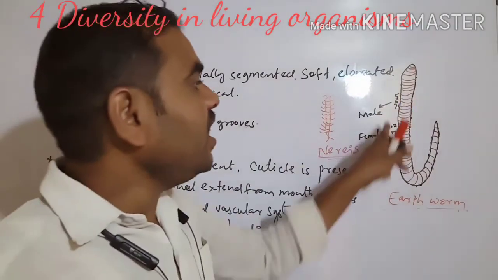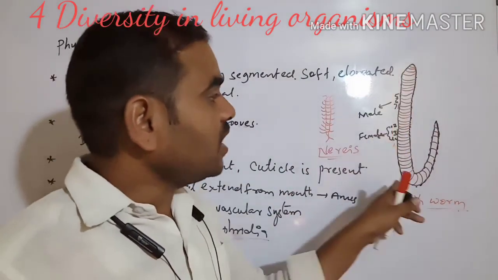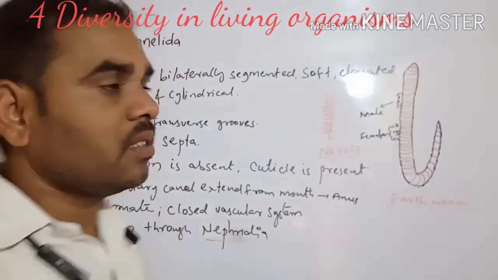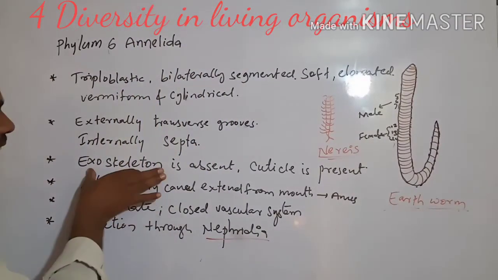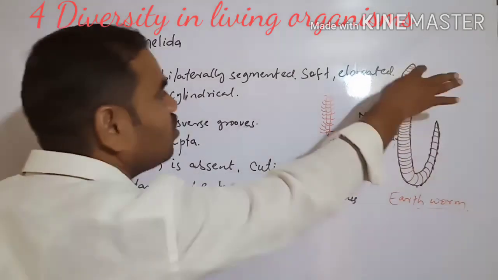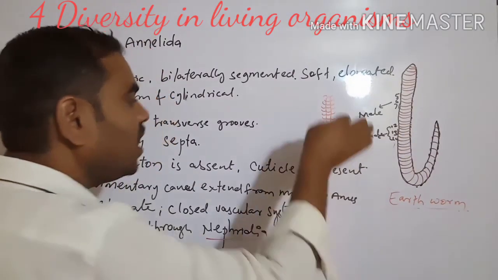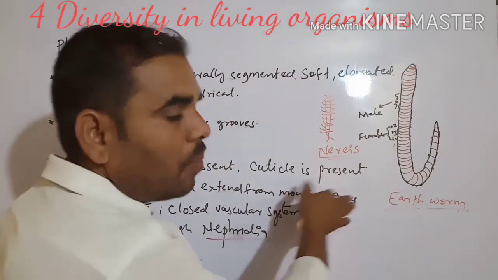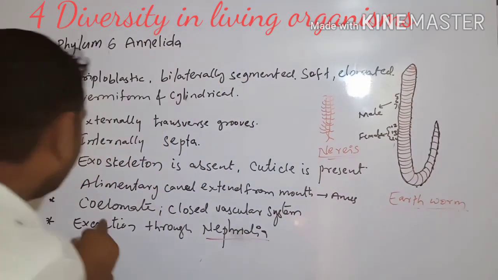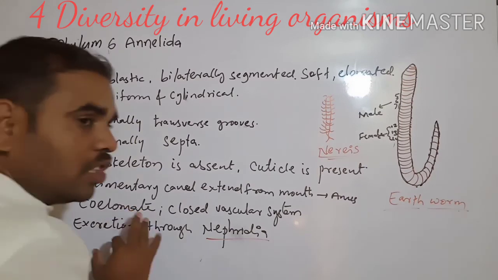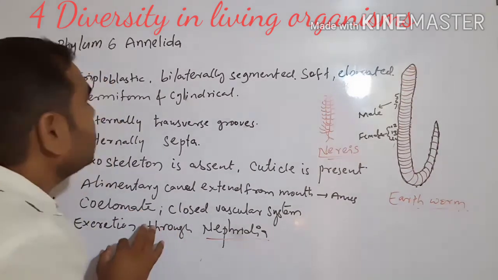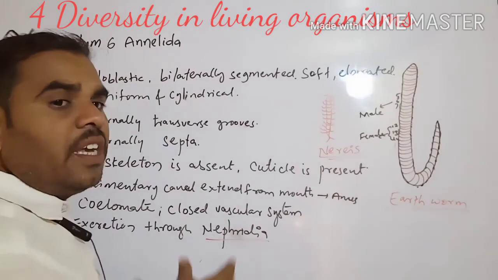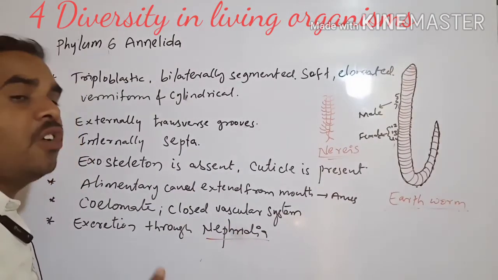Cutaneous respiration: respiration occurs through their body, through the skin. Exoskeleton is absent. There is no skeleton. Cuticle is present. The alimentary canal extends from mouth to anus. Next, coelomate. In the earlier phyla there is no coelom, so they are acoelomate or pseudocoelomate.